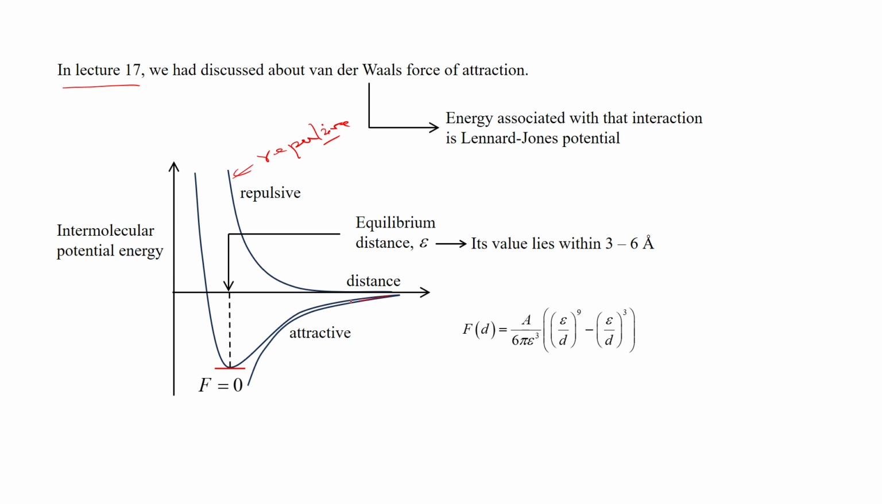So it will first decrease here, and then there is a minimal distance that is attained, and after that there is a repulsion over here. Normally this is the equilibrium distance, epsilon. Its value is about 3 to 6 angstrom. It might be somewhat small also, but it's like this.